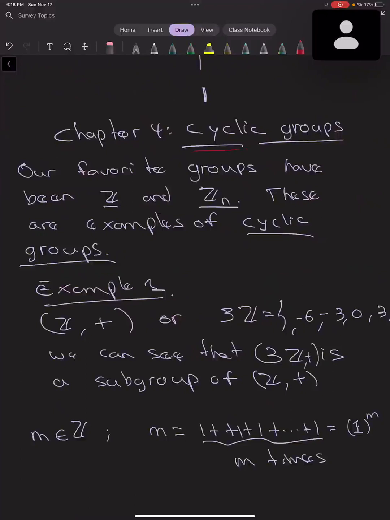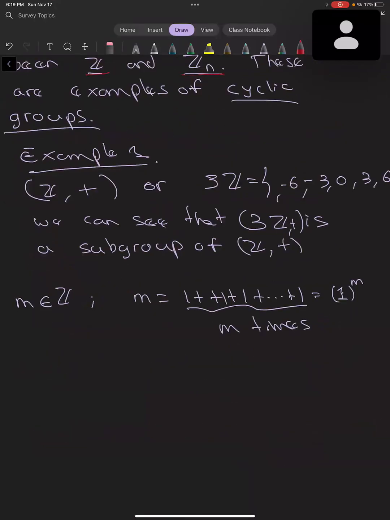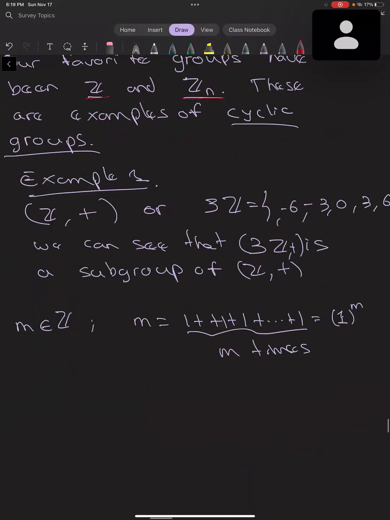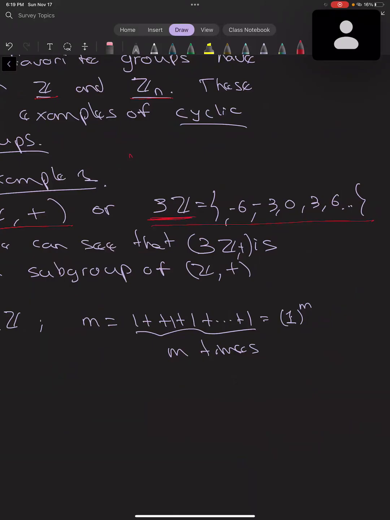These are examples of cyclic groups. Okay, so we're gonna try. Please consider this subset of the integers with sum. It's the multiples of 3. This is the notation for multiples of 3. So you get -3, 0, 3, 6, -6, all those.